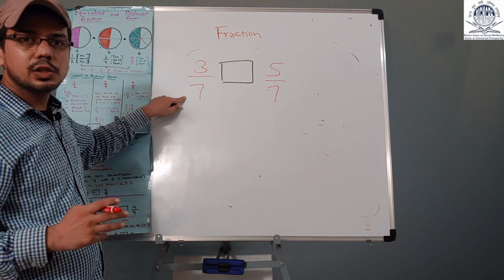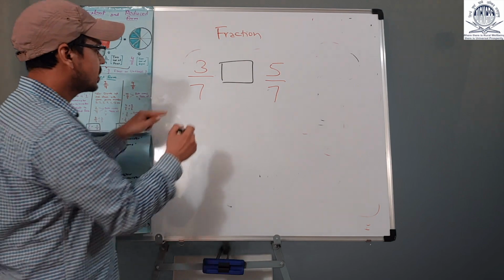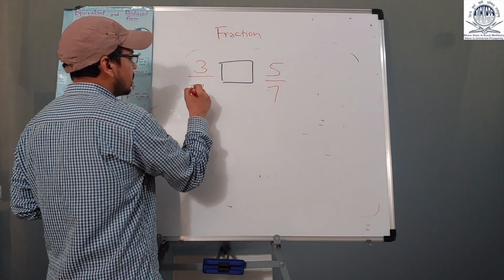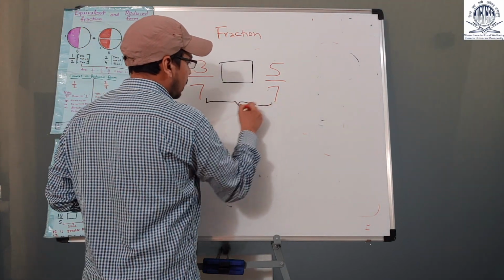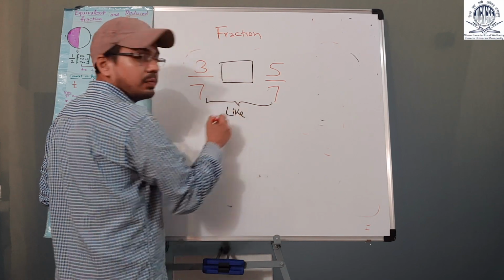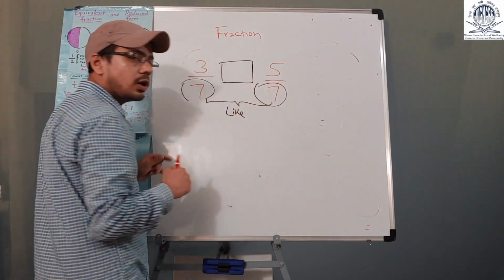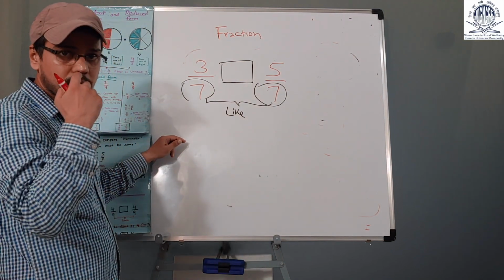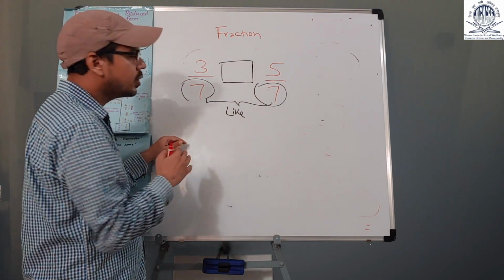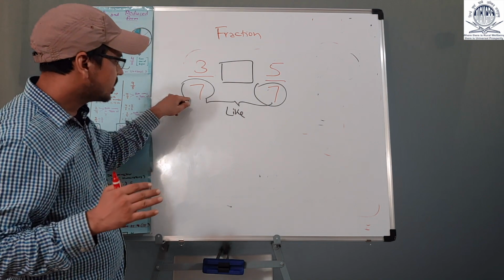Now the common condition for comparison of fractions is that you must have them as like fractions. And when I say like fractions, what we mean is that the denominators must be the same. If not, then you will have to make them equal, which we'll discuss in just a couple of minutes. But we are really fortunate that yes, now we have like fractions.